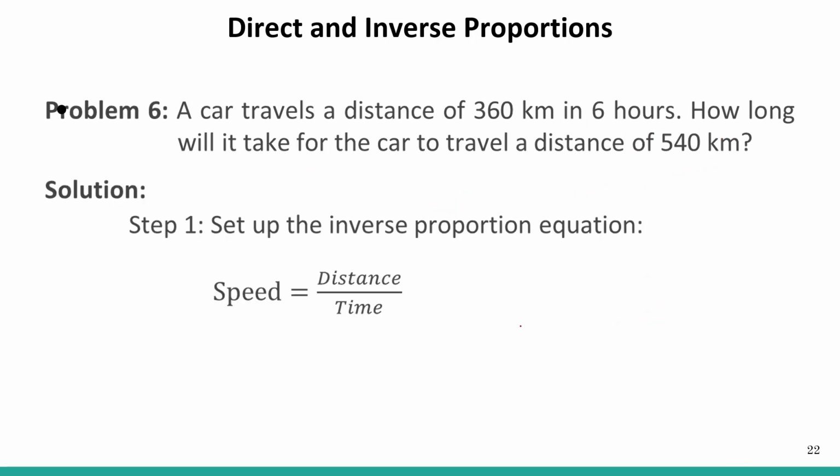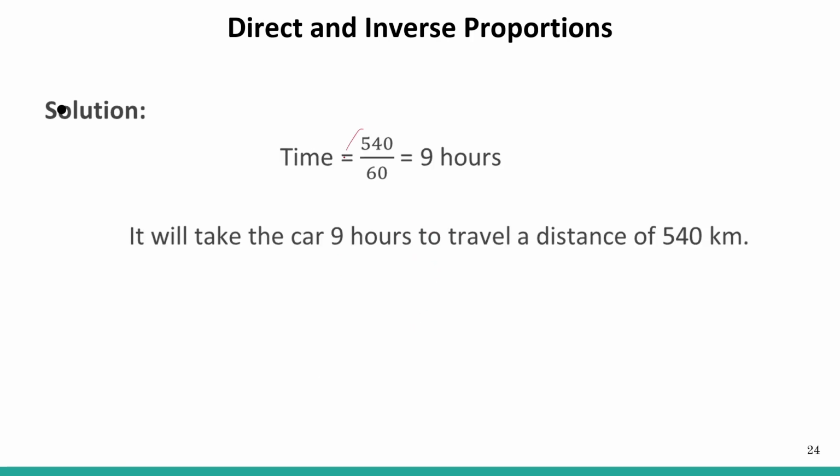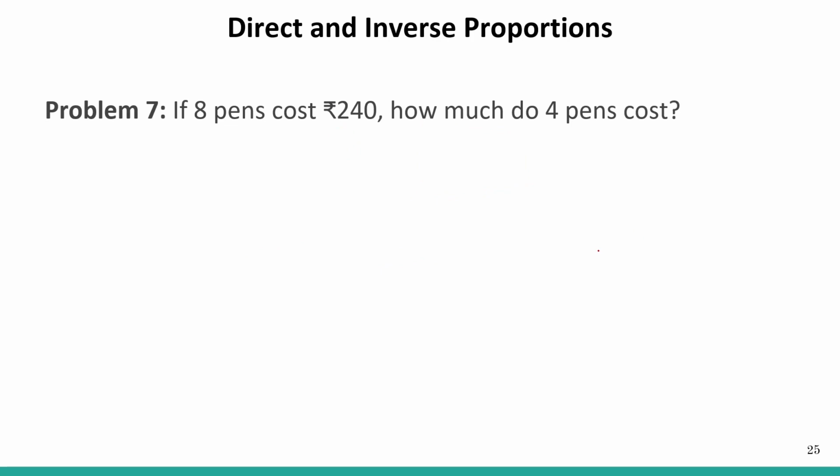So speed is equal to distance by time, we all know from 12th class. So speed is 60 kilometers per hour. Using the constant speed and new distance to find the travel time, it is 540 by 60, which is equal to 9 hours. So it will take the car 9 hours to travel a distance of 540 kilometers.